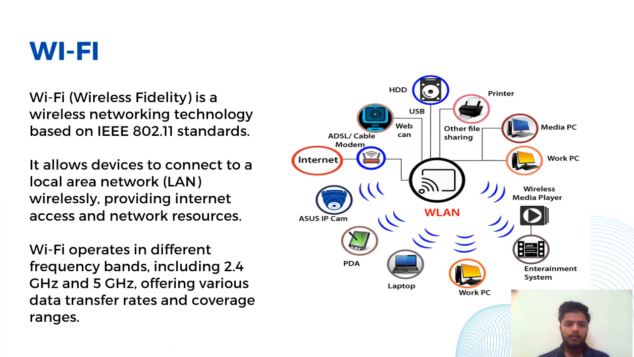Wi-Fi. Wireless fidelity is a wireless networking technology based on IEEE 802.11 standards. It allows devices to connect to a local area network wirelessly, providing internet access and network resources. Wi-Fi operates in different frequency bands including 2.4 GHz and 5 GHz, offering various data transfer rates and coverage ranges.